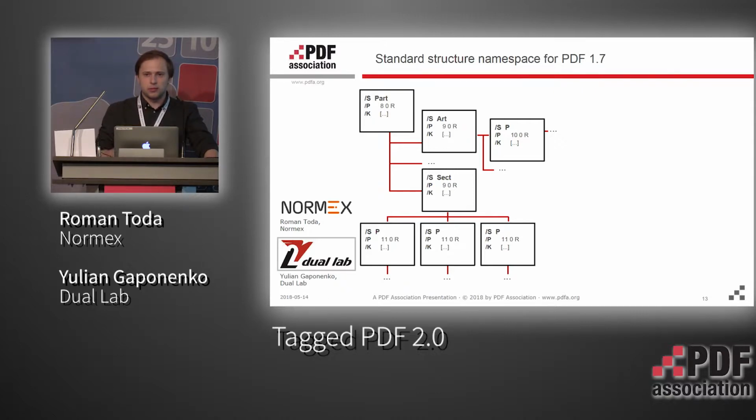So as I said, tagged PDF 2.0 is backward compatible with 1.7, and you can either update tagged PDF documents from 1.7 to 2.0, or, for example, if you're only starting to create new documents, you can update the tagging mechanism immediately and start using new features. So that's it for the standard structure namespaces.